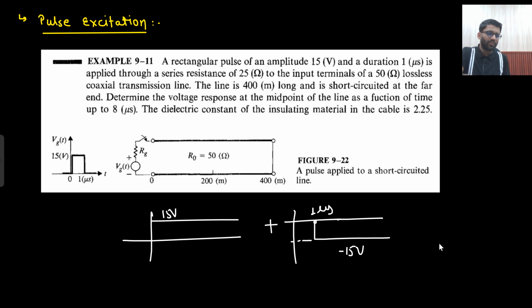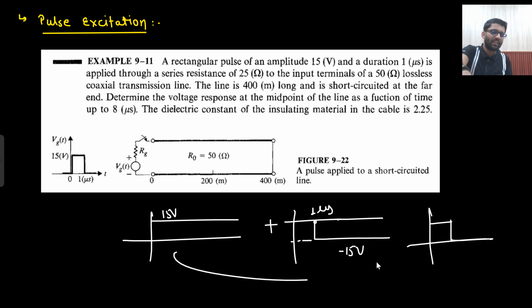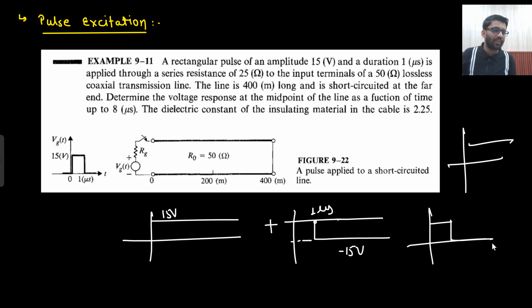So if you add both of them, what are you going to get? From 0 to 1 microsecond only 15 is there, but after 1 microsecond 15 and minus 15 both are there, so they cancel, and this waveform only you will get. So the VG waveform can be broken into two parts like this. You make the bounce diagram for this one, you make the bounce diagram for that one, and then just add them up. Are you getting this point?